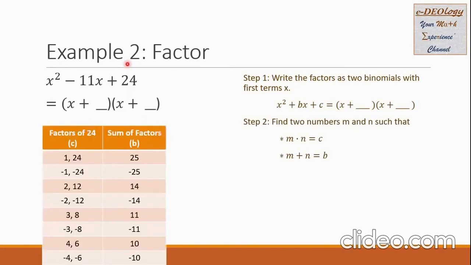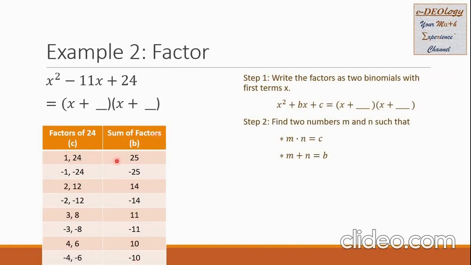We are looking for the factors of 24, and here are the factors. 1 and 24, negative 1 and negative 24, 2 and 12, negative 2 and negative 12, 3 and 8, negative 3 and negative 8, 4 and 6, negative 4 and negative 6. And then on this column, we are going to add the factors.